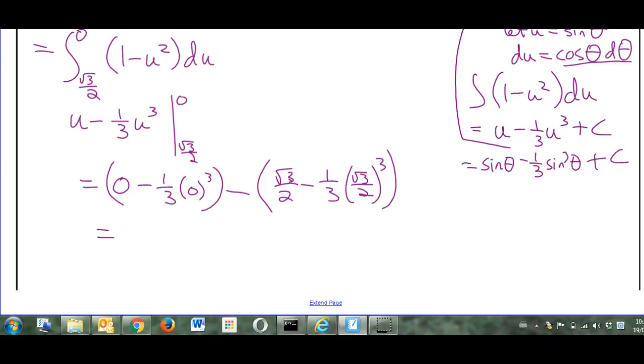So we got 0 minus, and then let's work this out. What do we have here? Root 3 over 2 minus 1/3. So what's root 3 over 2 quantity cubed?